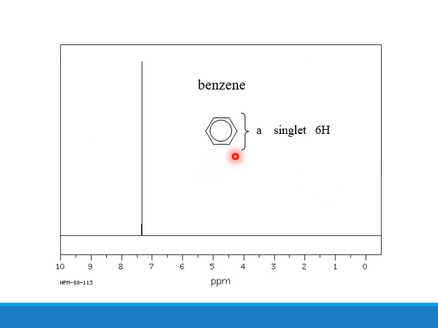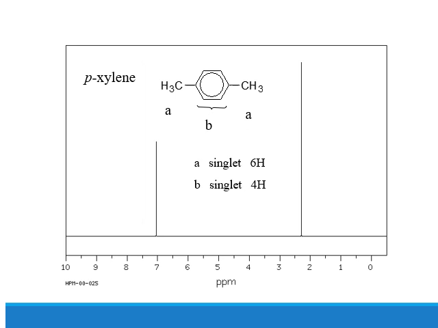In benzene, we have a single peak for 6 hydrogens. So a single sharp peak, but the chemical shift is different based on the hybridization. Here it is sp2, but before that, for those previous two examples, the hybridization was sp3.